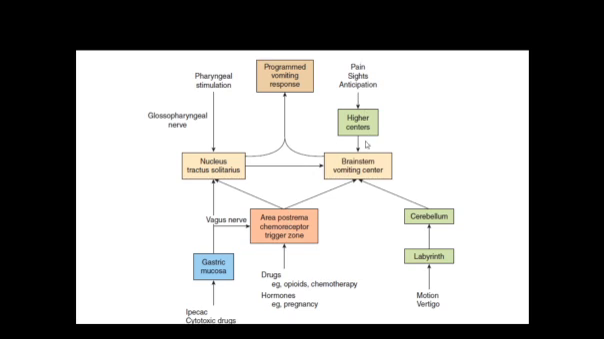So all these impulses coming from the periphery and the center accumulate in the brainstem vomiting center. Now this brainstem vomiting center is also influenced by impulses coming from higher centers, that is, the cerebral cortex. The cerebral cortex sends impulses in response to certain influences like emotions and pain, sight, and anticipation.